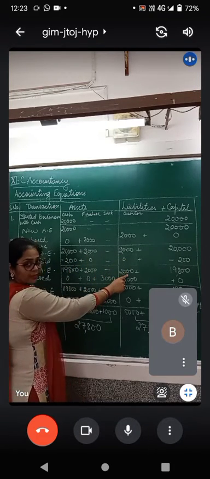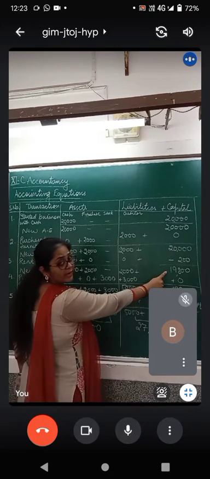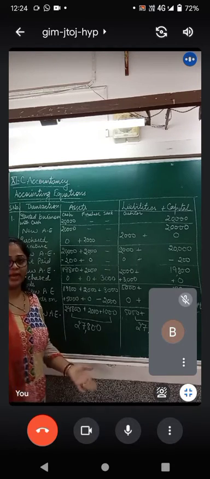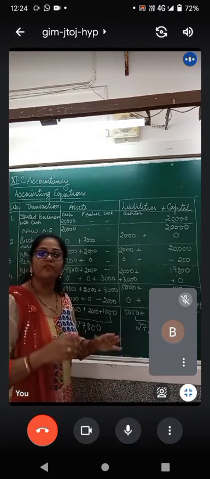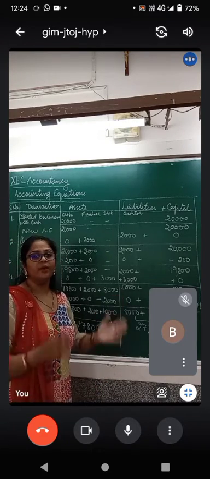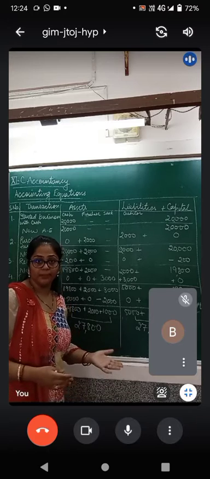This 2,000 remains the same. And this also becomes 19,800. Next transaction is purchased goods. Now because he does not say purchased goods on cash, so always remember, whenever they do not tell us this or give us the seller's name, it means that we are buying them on credit. उधार पर खरीद रहे हैं.